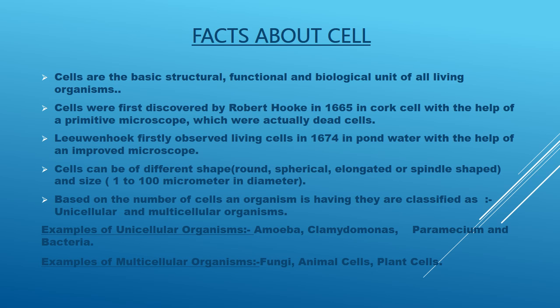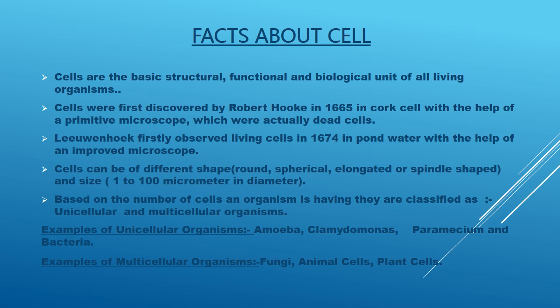Okay, now cells can be of different shapes and sizes. They can be round, spherical, elongated or spindle shaped, and they may vary in size from 1 micrometer in diameter to 100 micrometers in diameter. Now organisms which have only one cell are known as unicellular organisms, and all those organisms which have many cells, more than one cell in fact, are known as multicellular organisms. So based on the number of cells that an organism has, organisms are classified into unicellular organisms and multicellular organisms.